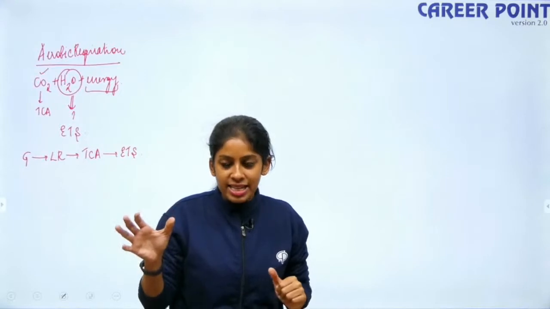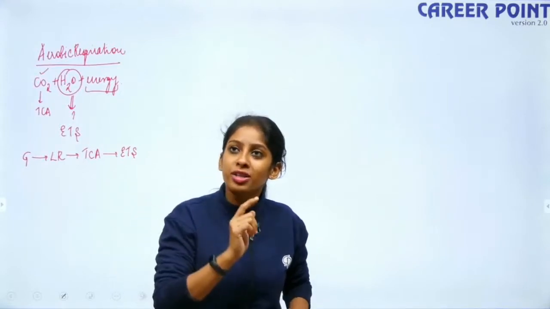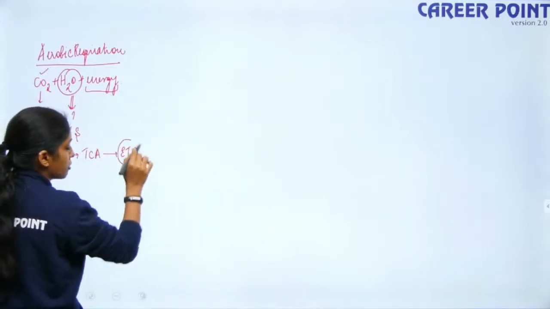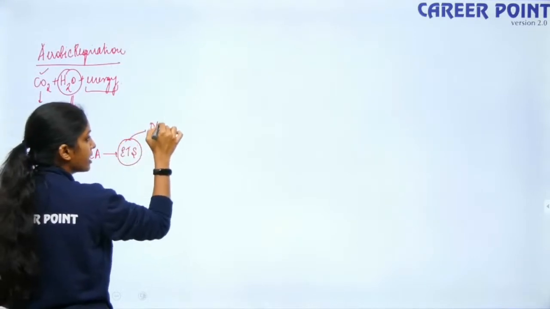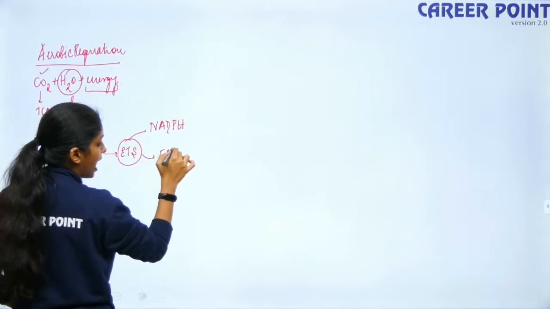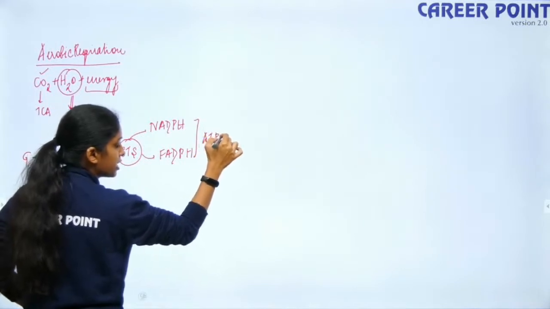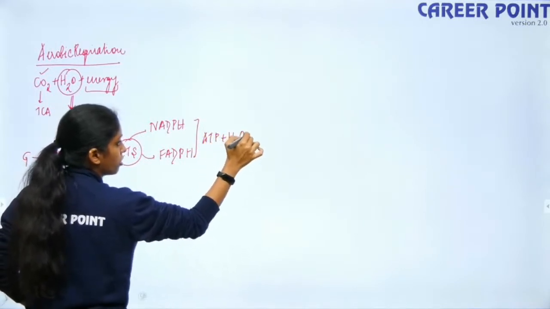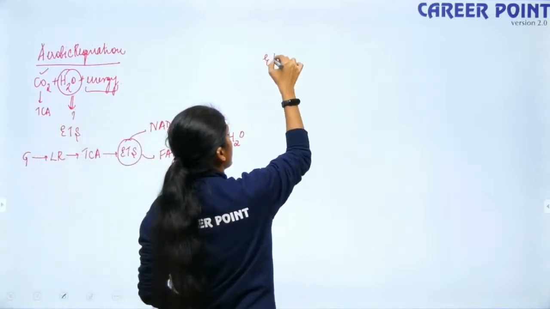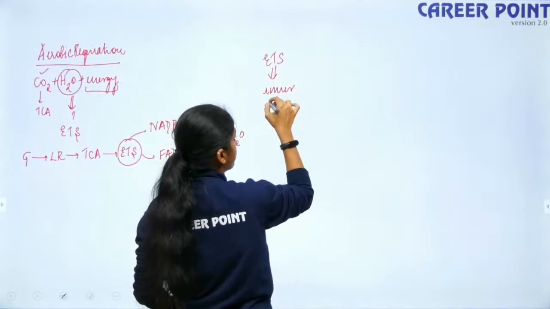So now we have the NADH and FADH2, which we are going to convert into ATP. So for that, we have the electron transport chain. In the electron transport chain, the energy from the NADH and the energy from the FADH2 will be converted in the form of ATP, plus it will release water molecules. So this is the final product. Your electron transport chain, ETS, happens in the inner mitochondrial membrane.